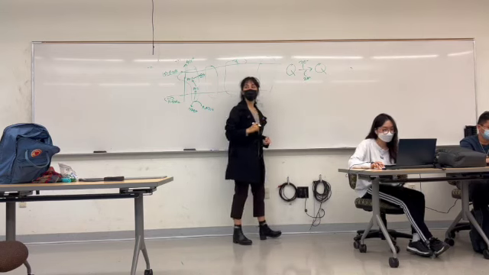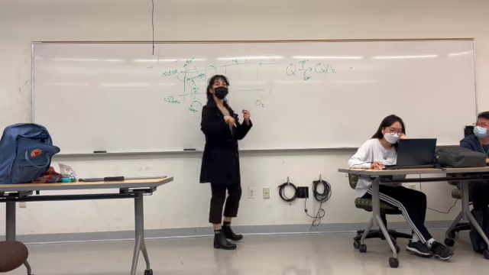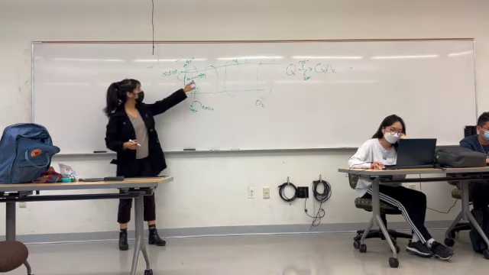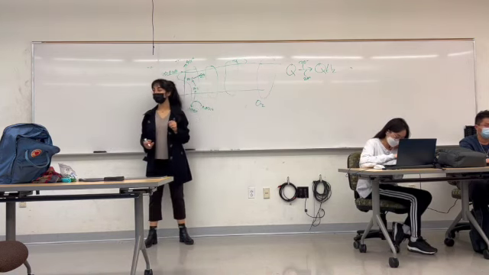I'll add 2 hydrogens as well. And what do I get? QH2. And this thing is a mobile electron carrier, meaning that it is going to go through the membrane. Okay, it's going to go through the membrane.